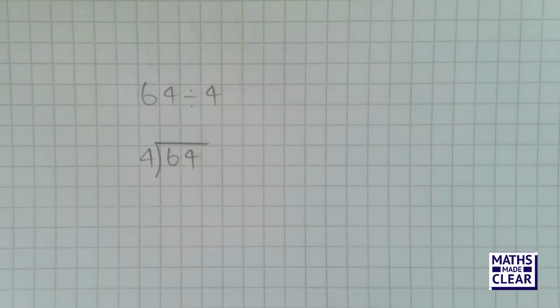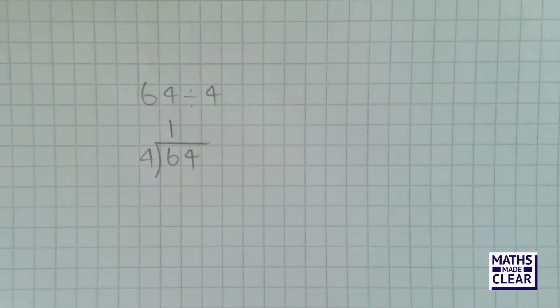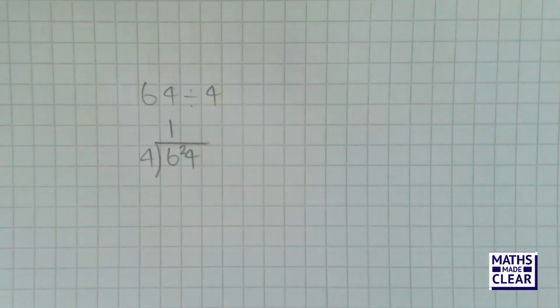So it would be 4 going into 6s. Well, you can get 1 4 into 6, and then you've got a remainder of 2. Remainder is what's left over. So you've got 2 left over. So you're going to write 1 up here at the top to show that's the first part of the answer. And then you're going to write the 2 just before the next digit, the 4 1s. And actually what you've made there is you've made the number 24.